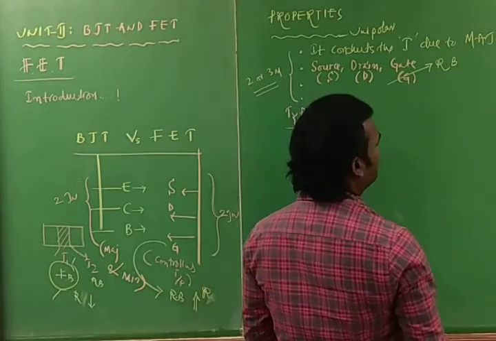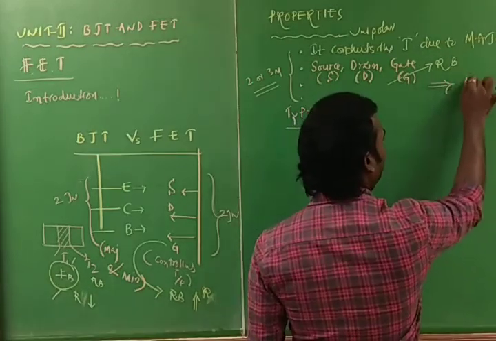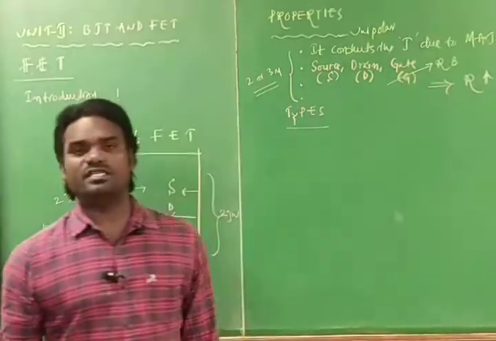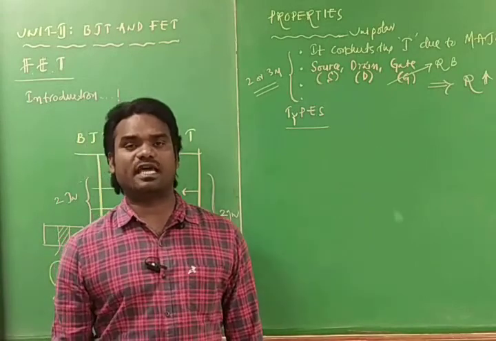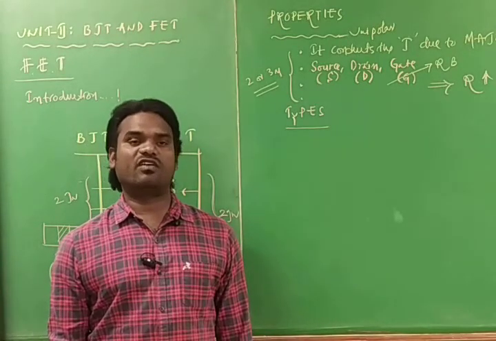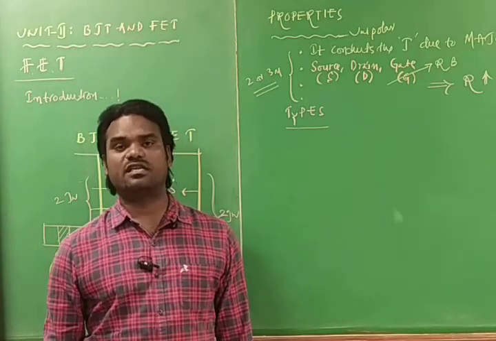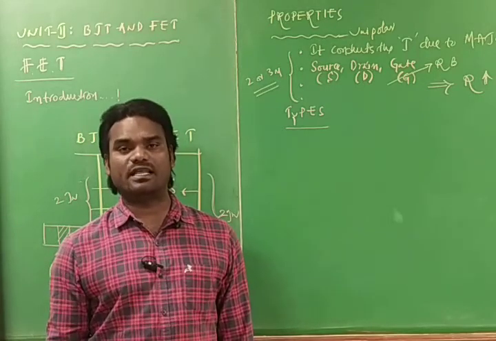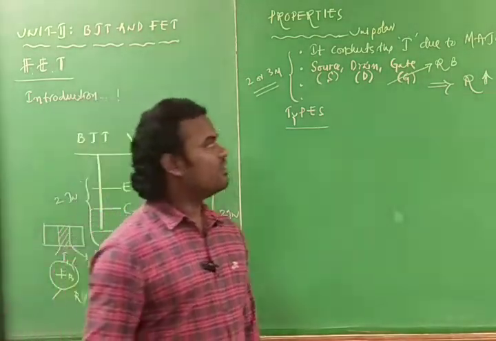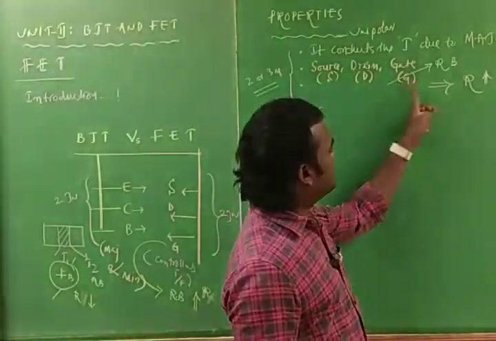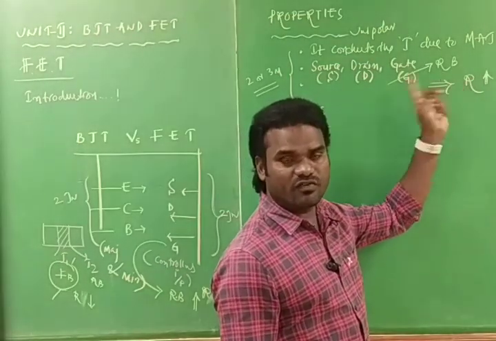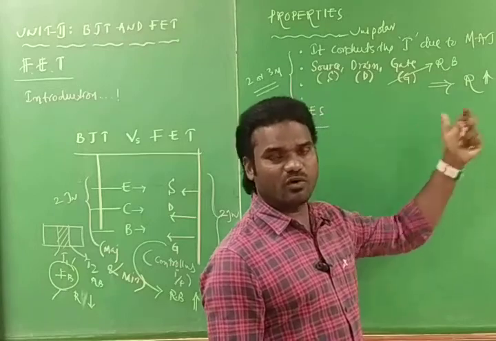When the gate is connected in reverse bias, it offers more input resistance. In the PN junction diode forward bias and reverse bias characteristics, we have studied that when the PN junction diode is connected in forward bias, it offers less resistance. When the same PN junction diode is connected in reverse bias, it offers more resistance. By recalling that concept, we come to know that when the gate is connected in reverse bias, the resistance offered is more compared to forward bias.